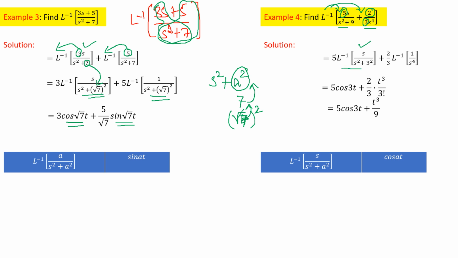Now apply L inverse for this one. This will become cosine 3t, and for the second term we have L inverse of 1 by s power 4, which is t to the power 3 divided by 3 factorial. Already outside I have 2 by 3, so this will become 2 by 3 times t power 3 over 3 factorial. We know that 3 factorial is 3 times 2 times 1, so this 2 and 2 get cancelled. 3 times 3 will be 9. So the final answer is 5 cosine 3t plus t to the power 3 over 9.